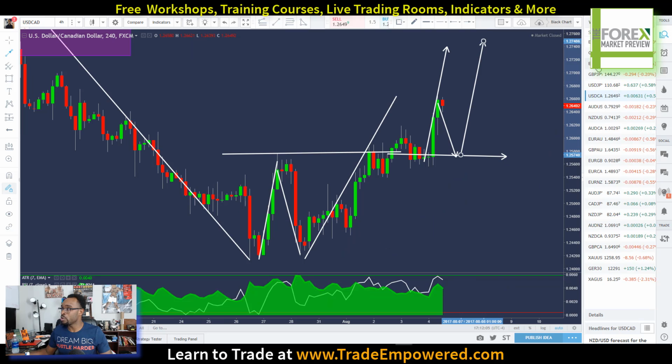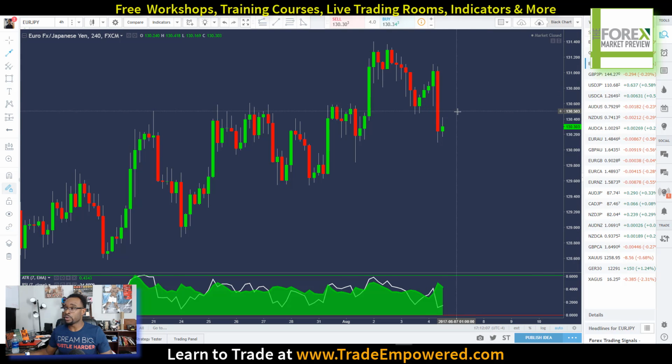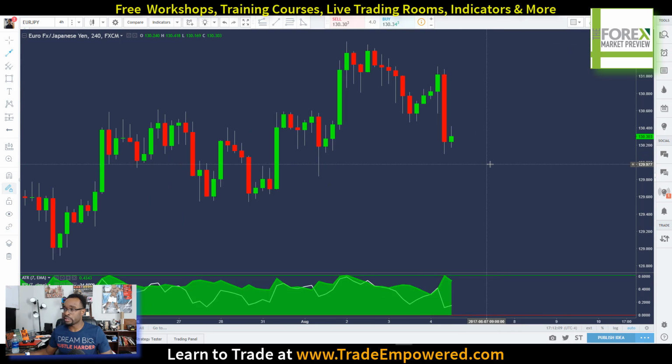Let's head over to the euro yen next. This is going to be a little bit more simple. The last one was a price action trade. This one's going to be a potential advanced pattern formation. Give me 1 second here.